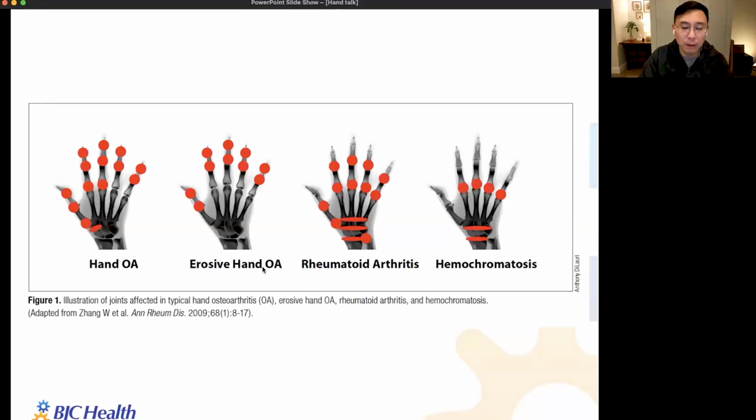There's a different type of osteoarthritis with a lot more inflammatory activity, with some erosion. We call it erosive osteoarthritis. But the one people talk about most is actually rheumatoid arthritis.